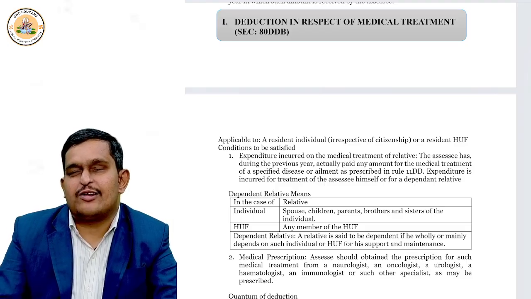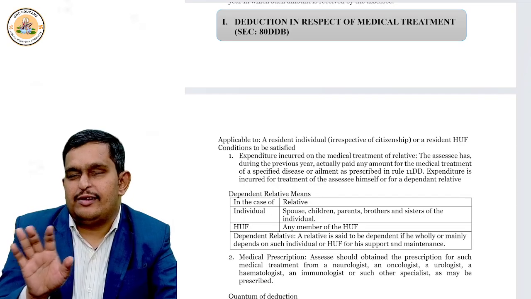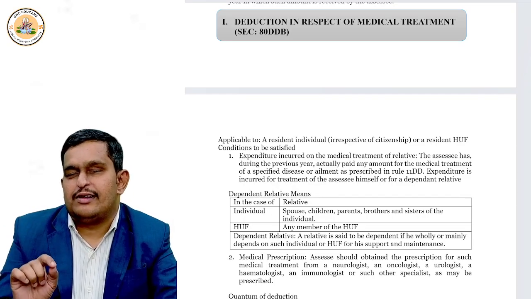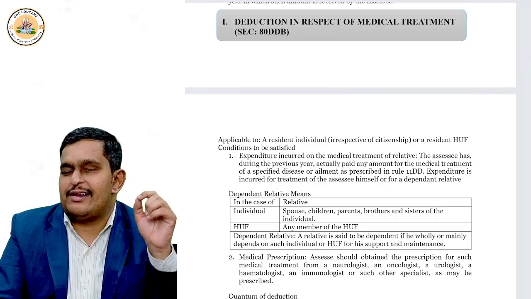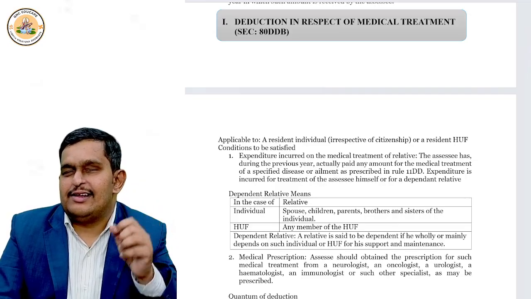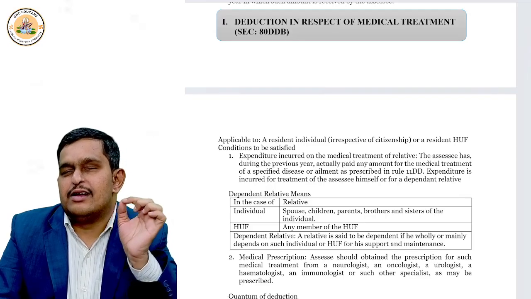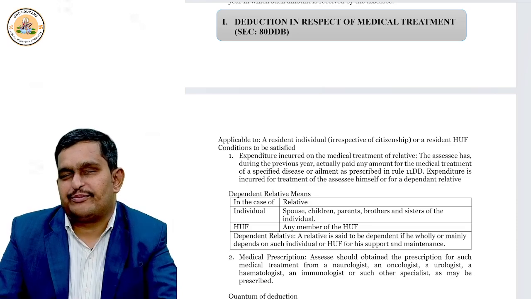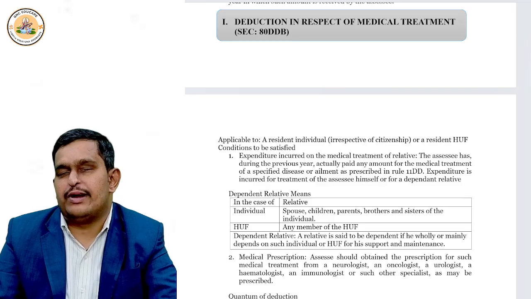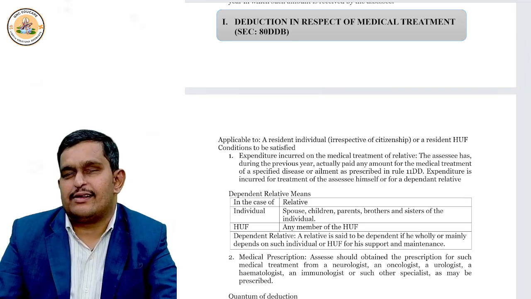right? Here we are not talking about insurance premium. Insurance premium is discussed in 80D, right? Here our core focus is on medical treatment for specified disease. Okay, good. Now you understood medical treatment of specified disease.